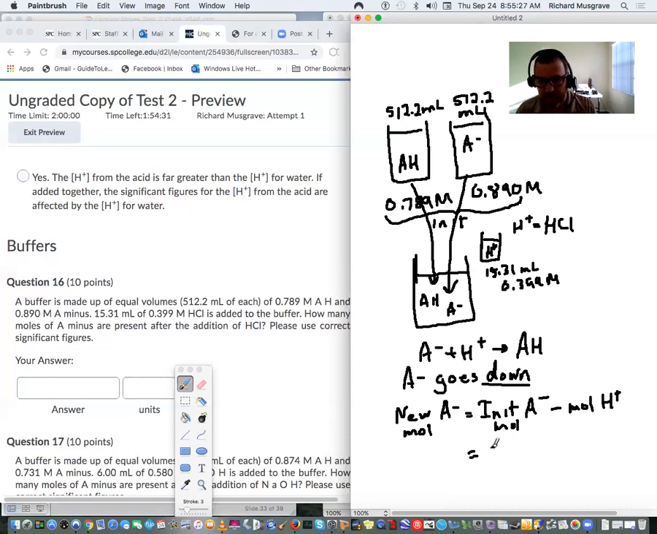So the initial A minus moles is going to be 0.890 moles times the volume that we had, which was in liters, 0.5122 liters. And that's going to be minus the moles of H plus, which I'll put in parentheses, 0.399 moles times the amount we're adding, which is 0.01531 liters. And that'll give us our answer.